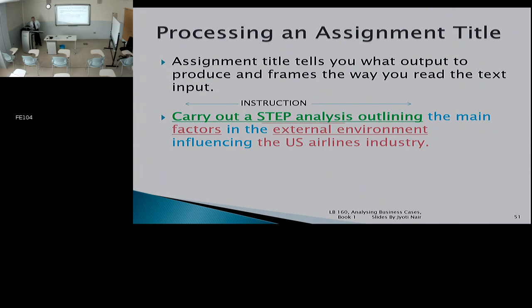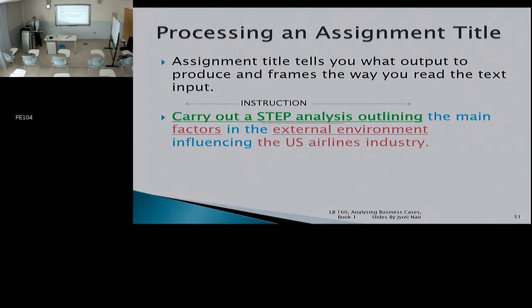What are they again? Introduction, STEP, conclusion. My advice to you: which element do you start with? Do you start with S or T or E or P? Again, my advice, start with T. T is the easiest factor to find examples for. After T, start with S, then E, and finally P. Start your essay with the introduction, then T, technological, S, social, E, economic, P, political, and the conclusion.